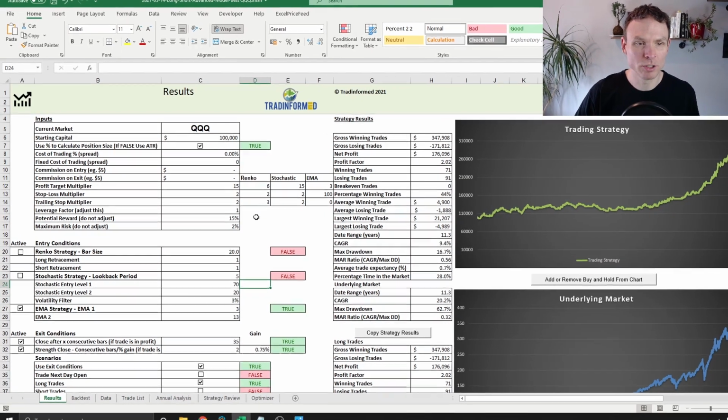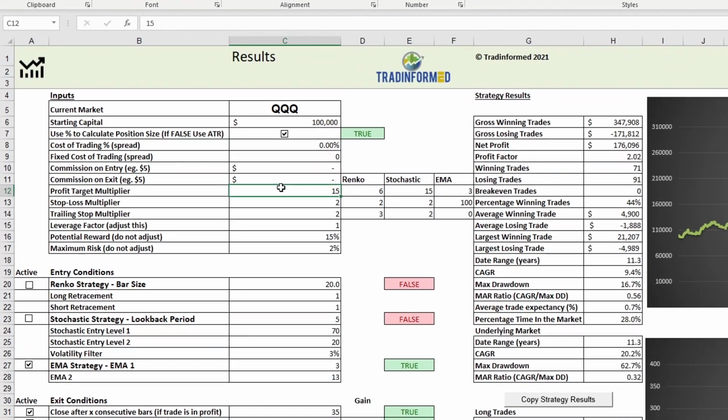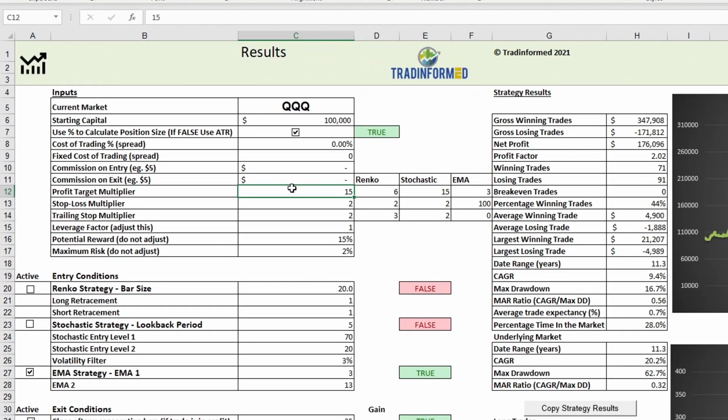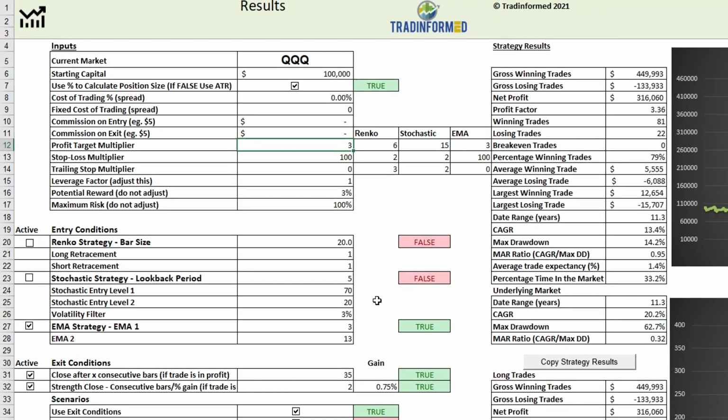Now the EMA strategy, I've used a different reward to risk profile for my 2 EMA strategy. I'm using this time a profit target of 3 and a stop loss of 100. And all this effectively means is that that stop loss is not active. So only the profit target is active here. However, we have these other exit conditions.